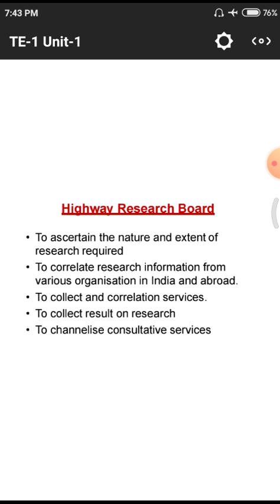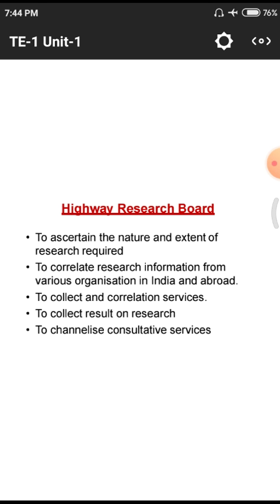Next one is to correlate research information from the various organizations in India and abroad. We have different kinds of IITs and NITs and other institutional bodies which have research centers. In those research centers, every year they spend a huge amount of money on research work. We need to utilize that research work and implement the new innovations in our daily life to ascertain those materials and land covers.